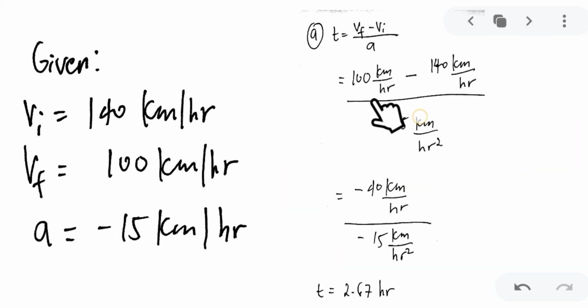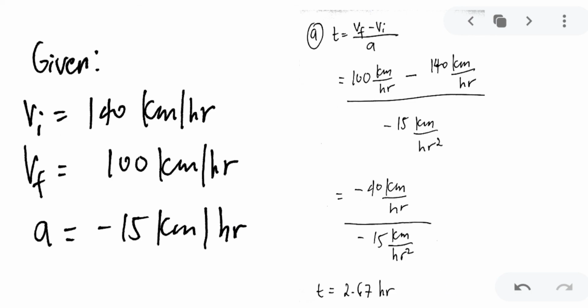So, substitution. The formula is this one from the earlier formula. You have here your time is equivalent to the final velocity of 100 kilometers per hour minus 140 kilometers per hour for your initial velocity, over the acceleration of negative 15 kilometers per hour squared. So the next thing that we need to do is 100 kilometers per hour minus 140 kilometers per hour. That will be negative 40 kilometers per hour, and then over negative 15 kilometers per hour squared.